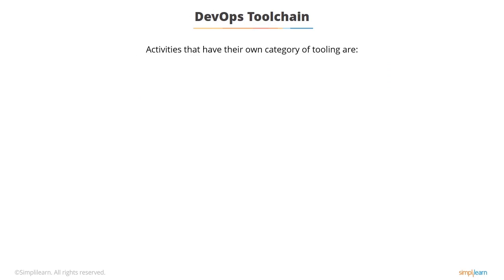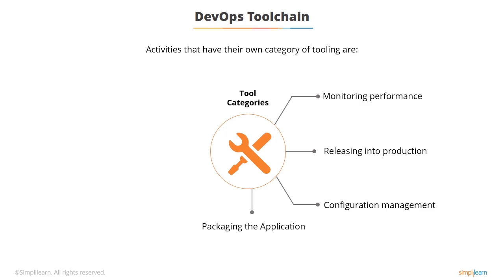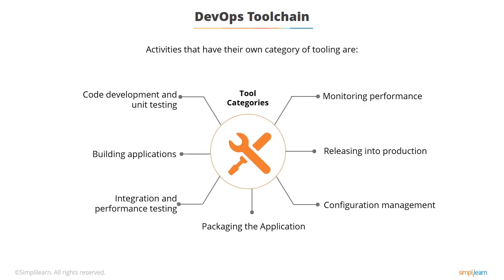Now, the whole process of DevOps is to use automation and use different tools to do the operations. There are a number of different categories of tools. Each of the categories has its own range of tools which each do something similar but in a slightly different way. So for example, we've got tools for monitoring, we've got tools for releasing into production, configuration management, packaging the application, all sorts of testing, integration and performance testing, building the application and initially starting with the code development and unit testing. So the whole range of tools, and we'll be looking at the whole range of these tools from one end to the other.